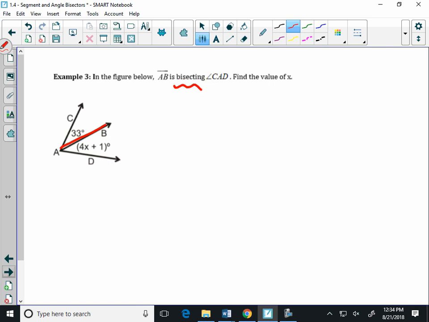So what do we know about those two little angles? Agree? They're congruent. They're the same. So I'm going to put arcs there, because they're the same.